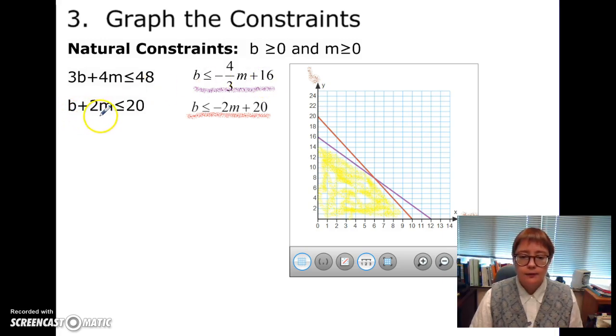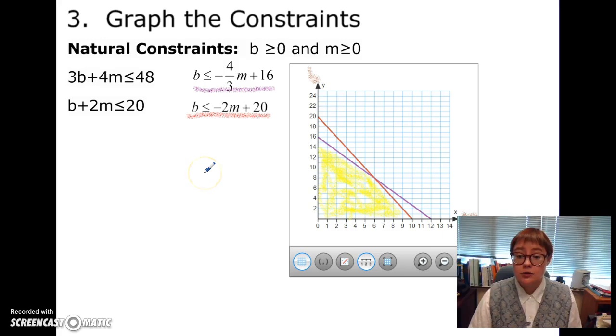And rearranging B plus 2M is less than or equal to 20 gives me B is less than or equal to negative 2M plus 20. So I've graphed each of those lines. The purple one right here is B is less than or equal to minus 4/3 M plus 16. And the red one is B is less than or equal to negative 2M plus 20.